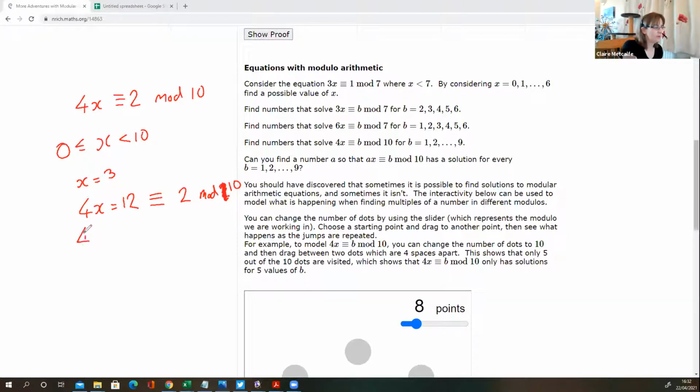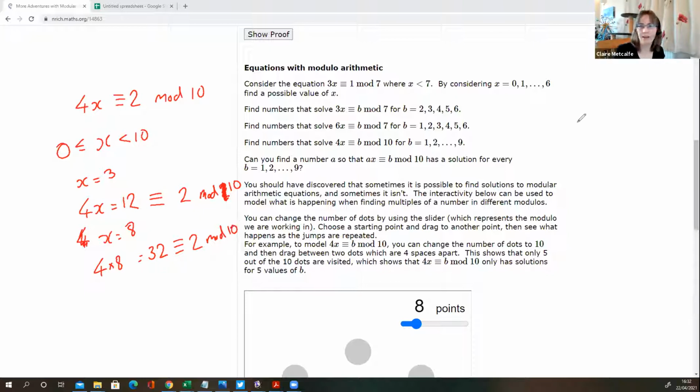If instead we have x equals 8, 4 times 8 is equal to 32, which is also equivalent to 2 mod 10. So mod 10 is quite a nice number to work in because it's very, very easy to see what the remainder is when you divide by 10.